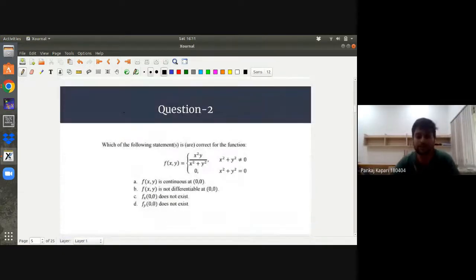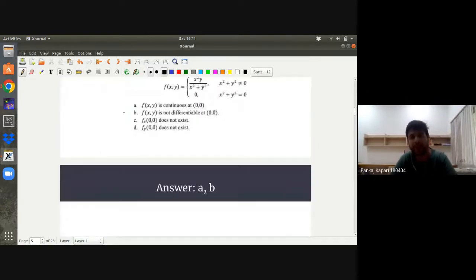Now, in this particular problem, the given function has two variables, right? The function of two variables, x and y. And again, we have to find which statements are correct out of these four given options for this given function. Okay, we have to find if either function is continuous or not, or it is differentiable or not at the origin, or its derivative does exist or does not exist. We have to find all these things. Okay, so we'll treat all these options case by case. Okay, the correct answers are A and B.